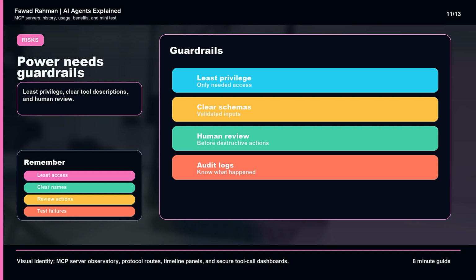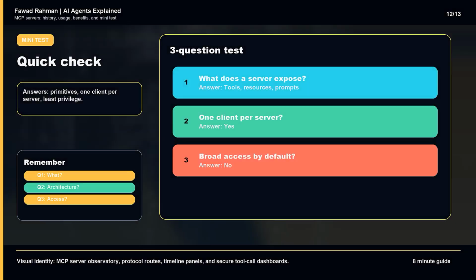So the rule is least privilege. Give the server only the access it needs, keep secrets out of prompts, review tool calls before destructive actions, and test failure cases. MCP is a protocol, not a permission strategy by itself. For production, also think about versioning, rate limits, audit trails, and what happens when a tool returns wrong or partial data.